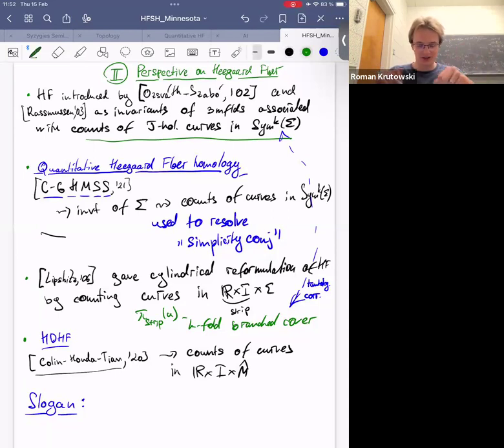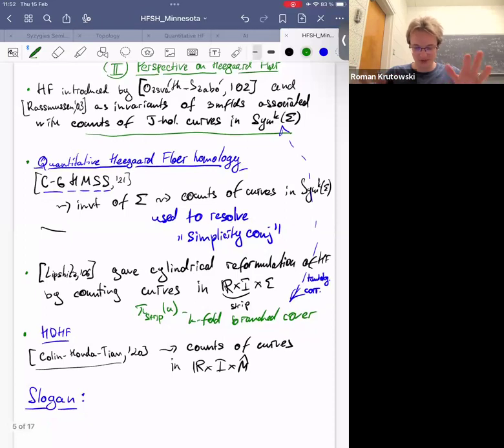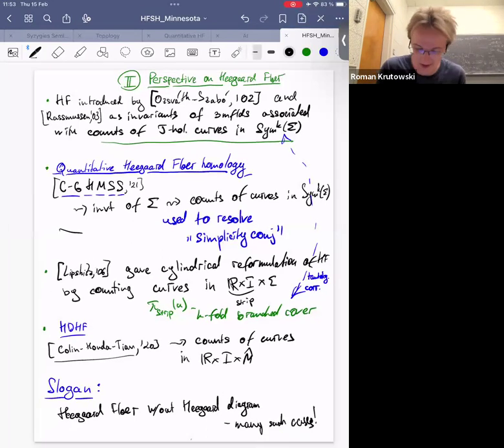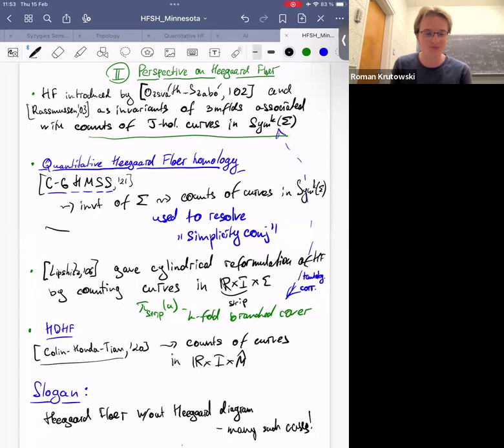And maybe I'll end this perspective with this slogan: Heegaard Floer without Heegaard diagram. Many such cases. So now maybe people who love original Heegaard Floer would appreciate this other perspective as well.